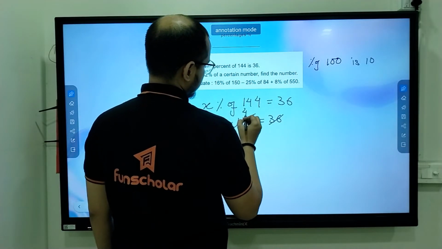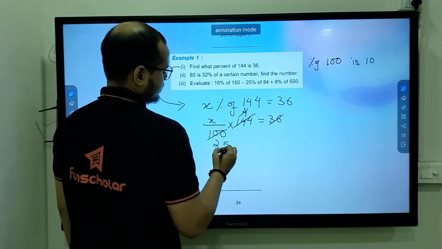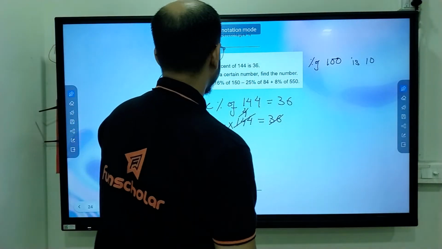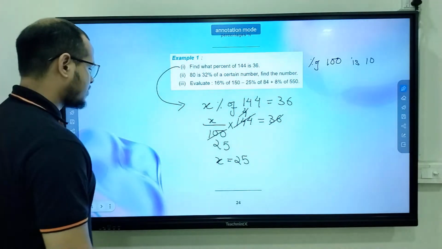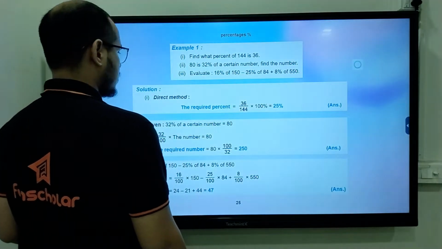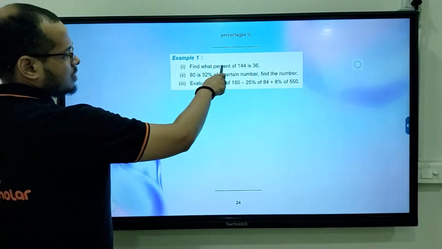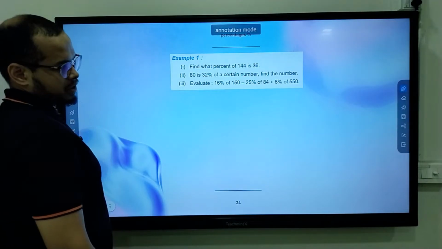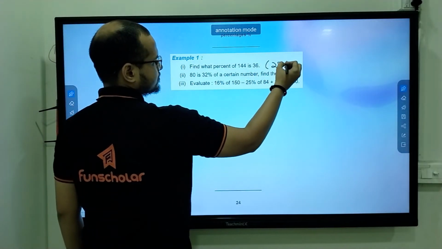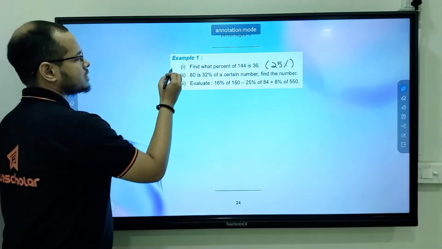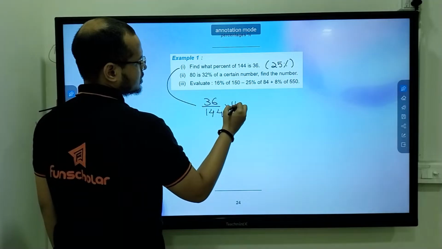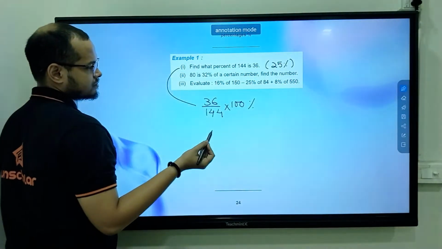36 into 4, this is 25. So x is equal to 25. Did you understand? So the first one's answer is 25%. If you did not realize that, simply 36 by 144 into 100% will also give you the same answer.